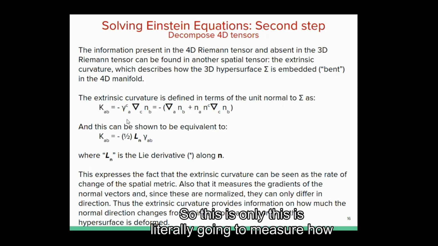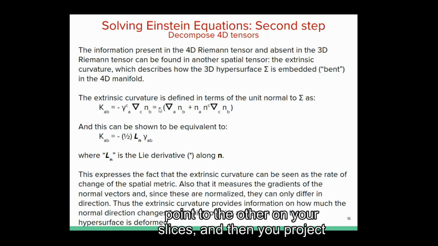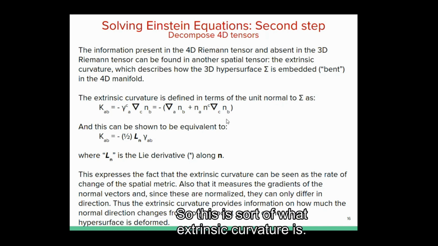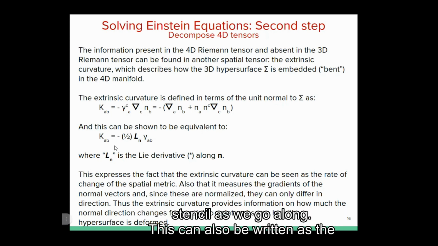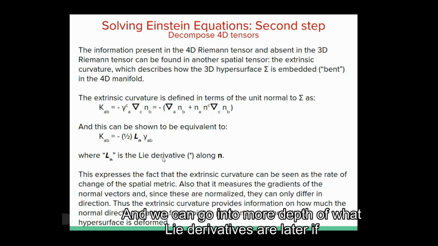So this is literally going to measure how the direction of your unit normal is changing from one point to the other on your slice. And then you project that using this projection. So this is sort of what extrinsic curvature is. And I hope you get some sort of a physical feeling for this tensor as we go along. This can also be written as the Lie derivative of the spatial metric along the same unit normal. And we can go into more depth on what Lie derivatives are later if you're interested.